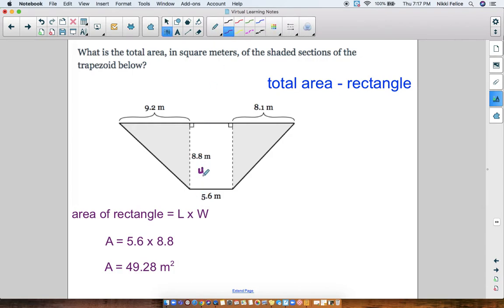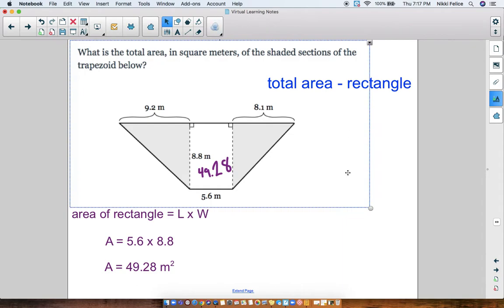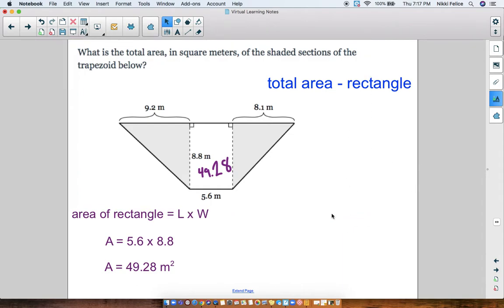So that's the area of this center part right here. That's this white part. So if I figure out the area of the entire thing, and then I subtract 49.28, I'll have the area of the shaded part. But now I need to figure out the area of the entire trapezoid. That's the word I'm looking for.